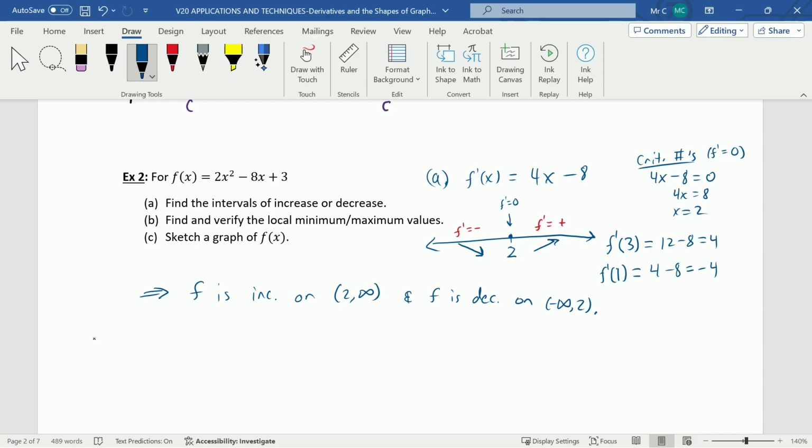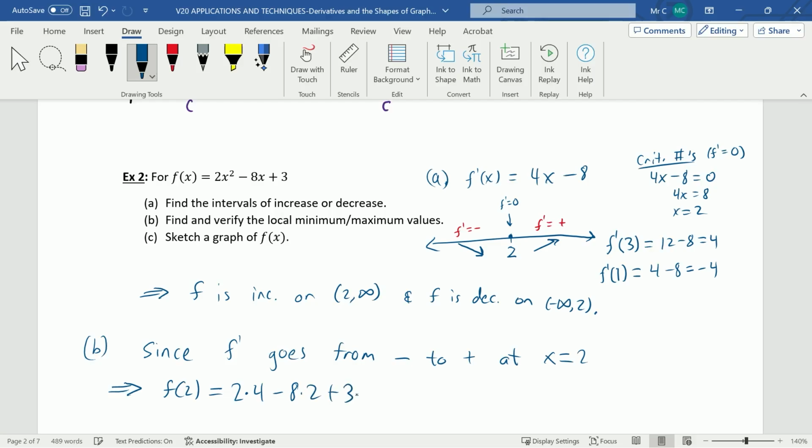Okay, so now we'll look at part B here. It says find and verify the local minimum and maximum values. All right, so since f prime goes from negative to positive at x equals 2, that implies that f of 2, which is 2 times 4 minus 8 times 2 plus 3, that's 8 minus 16, that's negative 8 plus 3, that's negative 5, is a local minimum.